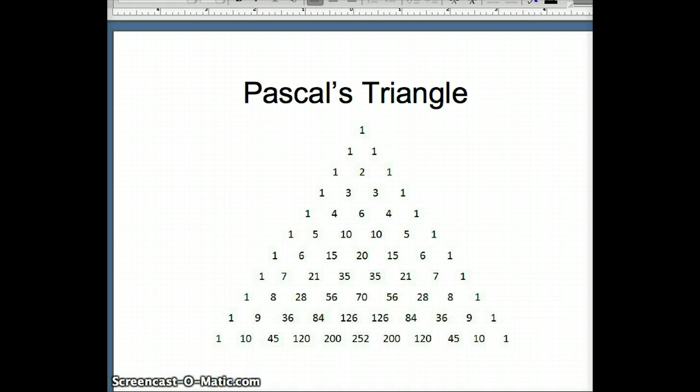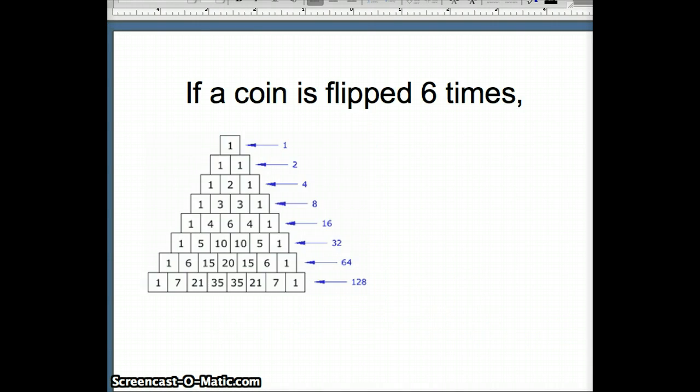We can also use Pascal's triangle to help with some of these problems. Take a look at how we identify the numbers in Pascal's triangle. We start with a 1, and 1's on either side. Then we add the numbers together. 1 plus 1 is 2. 1 plus 2 is 3. 2 plus 1 is 3. 1 plus 3 is 4. 3 plus 3 is 6. 3 plus 1 is 4. 1 plus 4 is 5. 4 plus 6 is 10. 6 plus 4 is 10. 4 plus 1 is 5, etc. And that trend continues throughout the triangle.